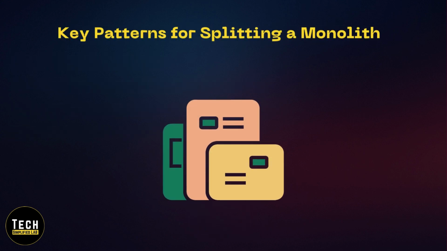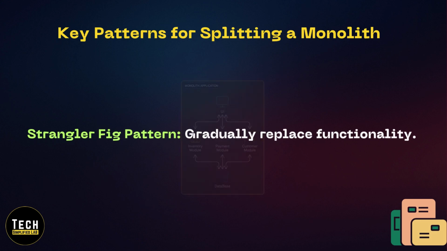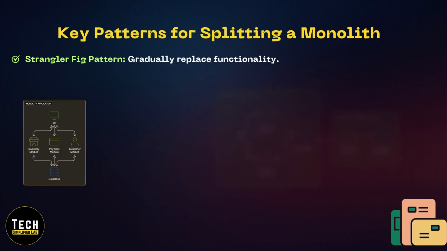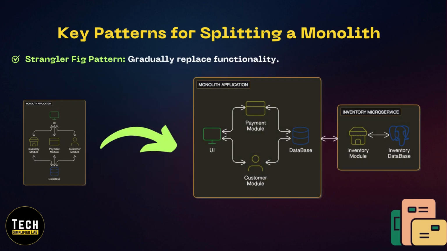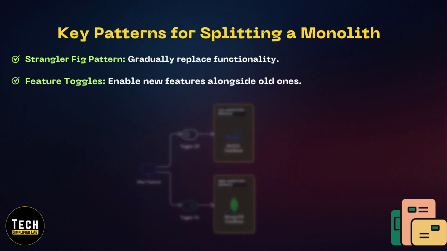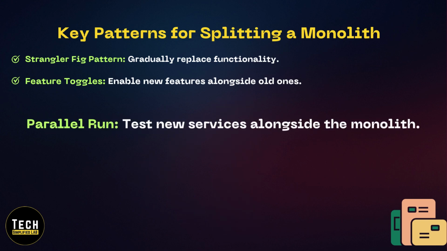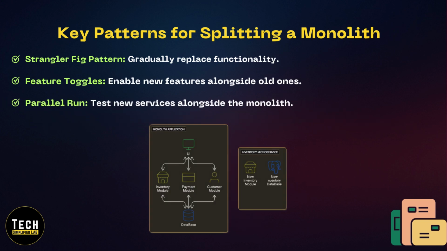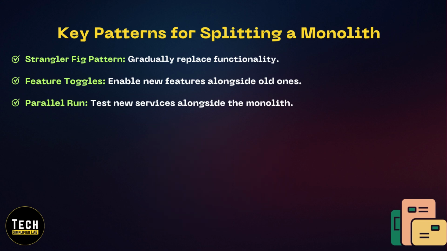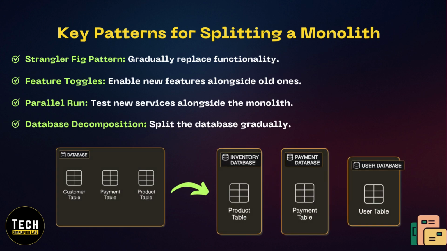And here are some proven patterns to help you split a monolith. The Strangler Fig pattern involves gradually replacing parts of the monolith with microservices. Feature toggles let you run new features in parallel with the existing ones so you can safely switch over when ready. With a parallel run, you test the microservices alongside the monolith to ensure functionality remains intact. And lastly, database decomposition allows you to split the database gradually, reducing the risk of data inconsistencies.